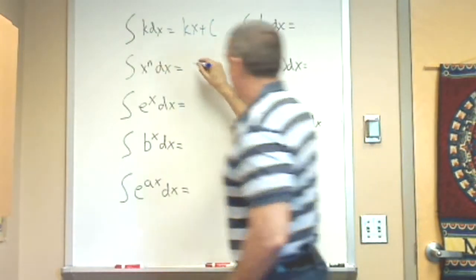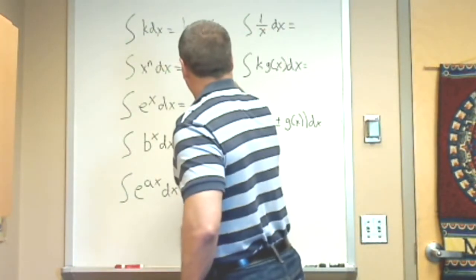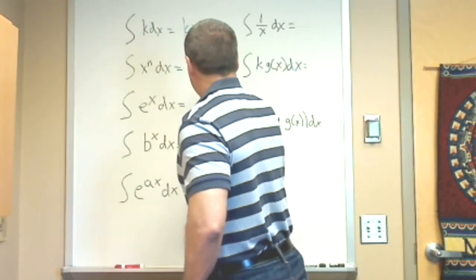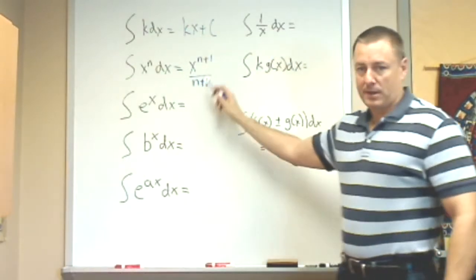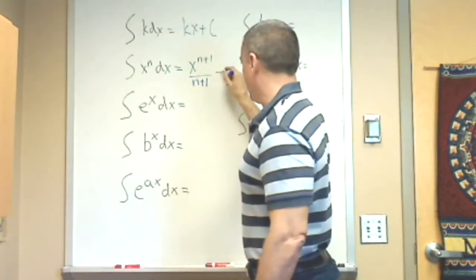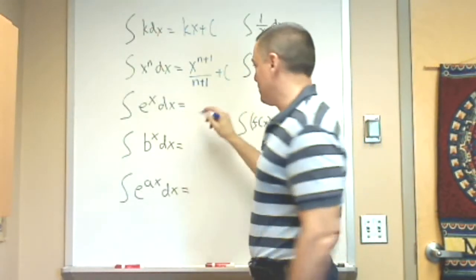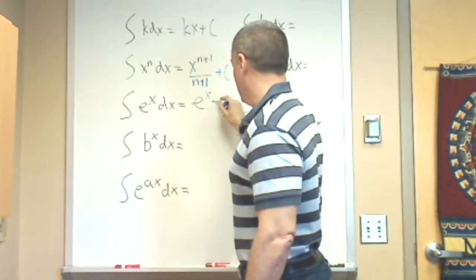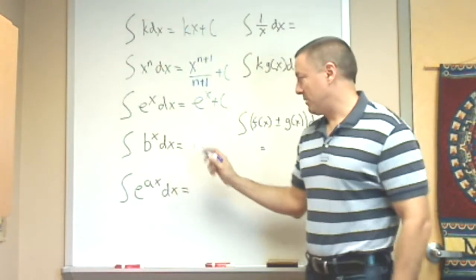The integral of x to the n, we increment the power by 1 and divide by the same constant. e to the x was its own derivative, and of course I have to put a plus a constant on each of these. So e to the x plus c is my answer here.